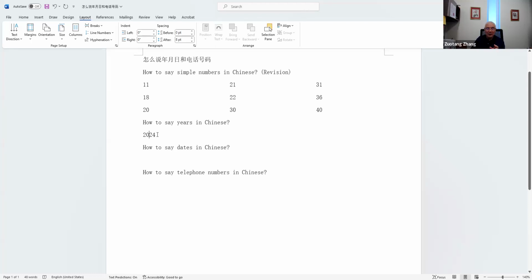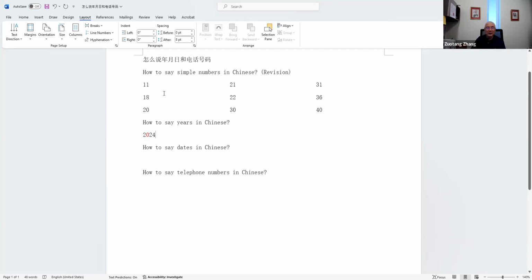But in Chinese, we read years like a machine reading. You just go from the beginning to the end. For instance, this 2024 would be read as 2, 0, 2, 4. And then it comes to our attention that Ling should be learned today.